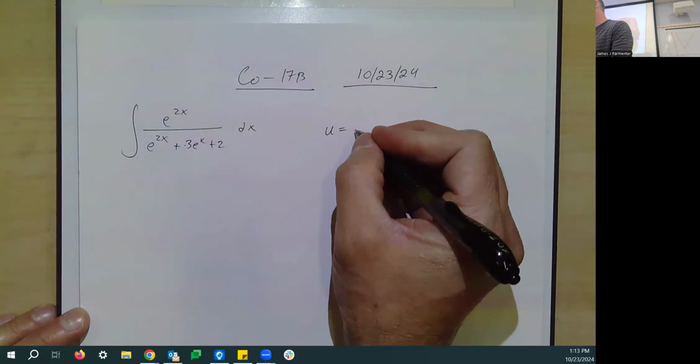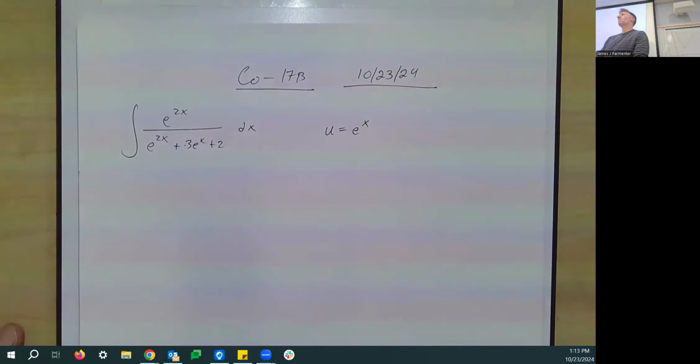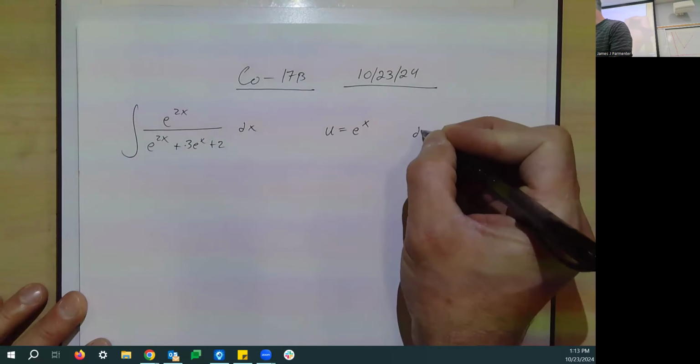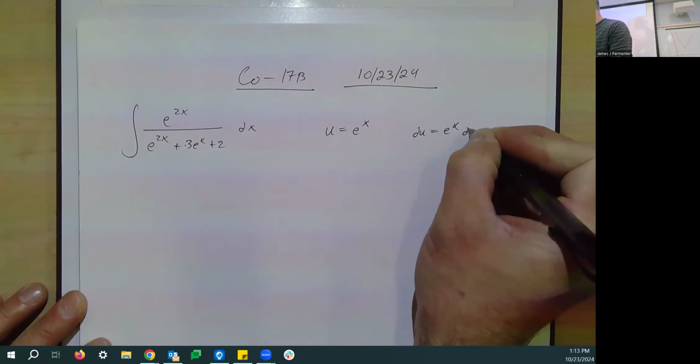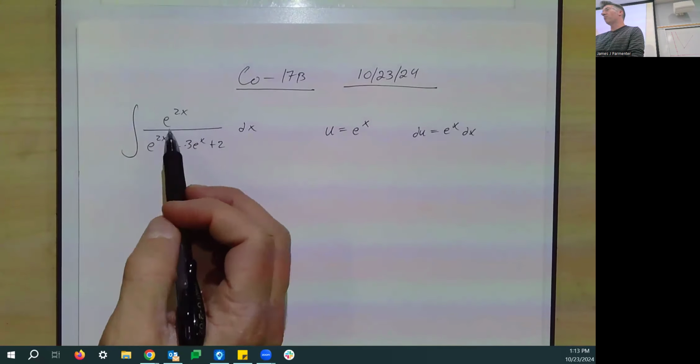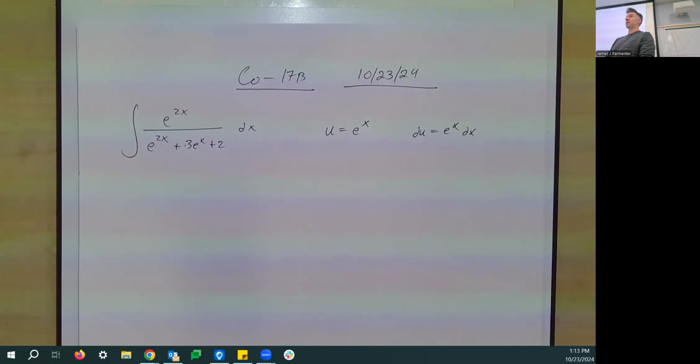We should let u equal e to the x for a couple reasons. One, and really the main reason, is that its derivative is also there. The derivative of e to the x is e to the x. And so we can break apart this numerator as e to the x times e to the x.